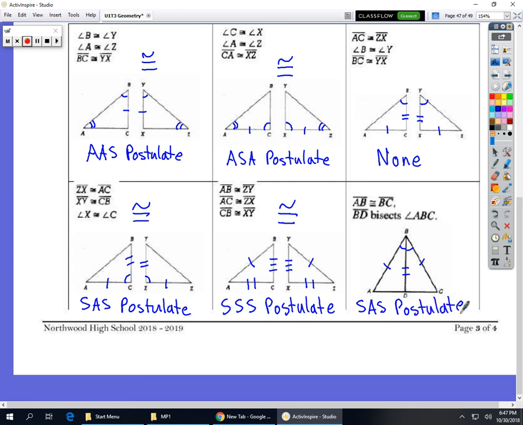So never assume anything is congruent unless it specifically tells you, or if there's a specific word like bisects, vertical angles, or if they're sharing the same side. And this is most definitely congruent.